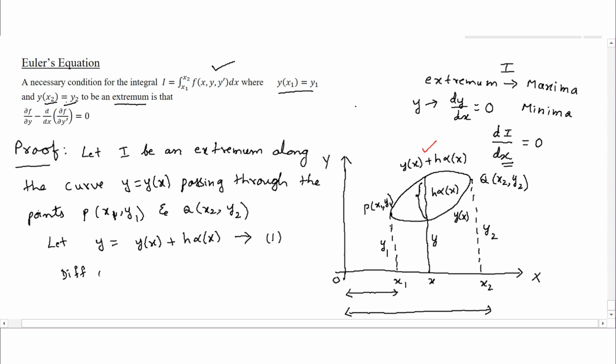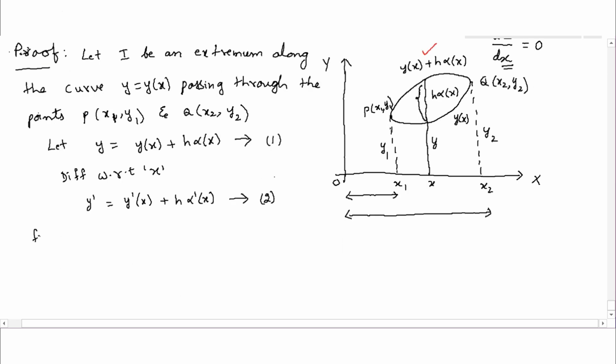Let me differentiate this with respect to x. If I differentiate this with respect to x, I get y dash is equal to, on the right hand side, the derivative of y of x, which is y dash of x, plus h, which is a constant and will remain as it is, times the differentiation of alpha of x, which is alpha dash of x. Let us take this as equation number 2.